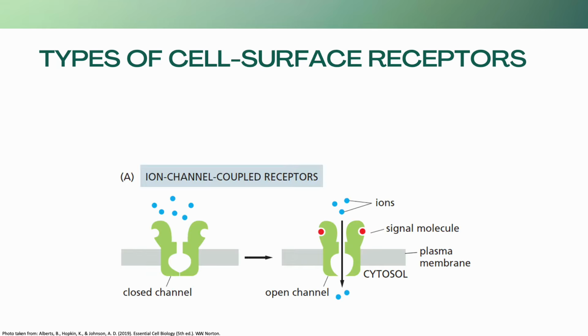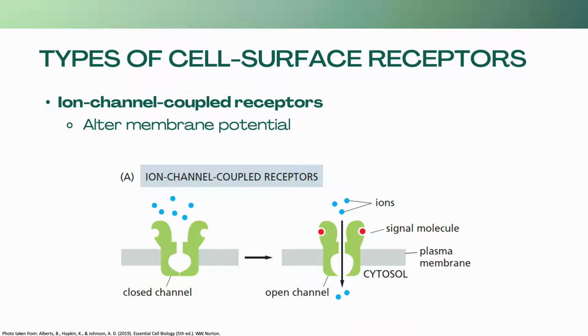Let's now move on to the different types of cell surface receptors. The first class of receptors are called ion channel coupled receptors. And as the name suggests, they are an ion channel and a receptor at the same time. So here we can see the channel in its closed state when it cannot detect the extracellular signaling molecule, but when it does detect the signal molecule, it opens up and it allows ions to enter the cell. And this alters the membrane potential of our cell.